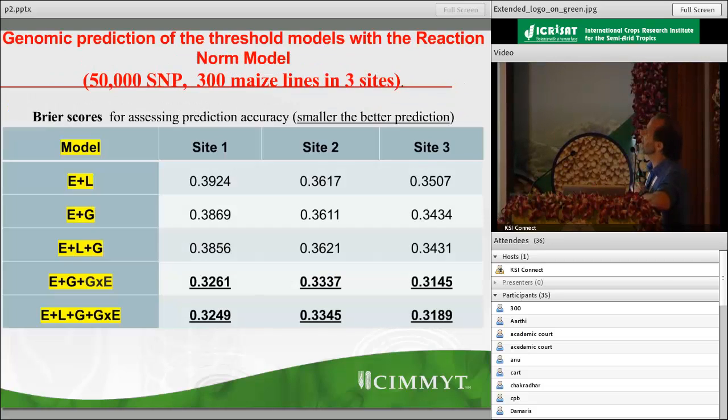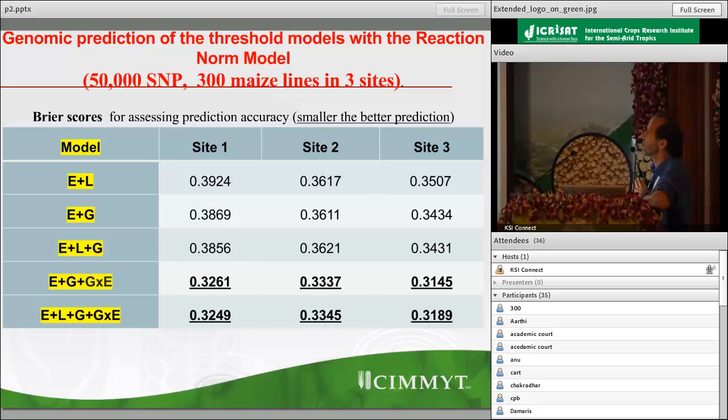Now, here we cannot say, these are the fitted values, these are the observed, as we do in the prediction. No, because we have the categories 1, 2, 3, 4, and 5. So we use the Brier score for assessing the prediction accuracy. That is, the smaller, the better the prediction.